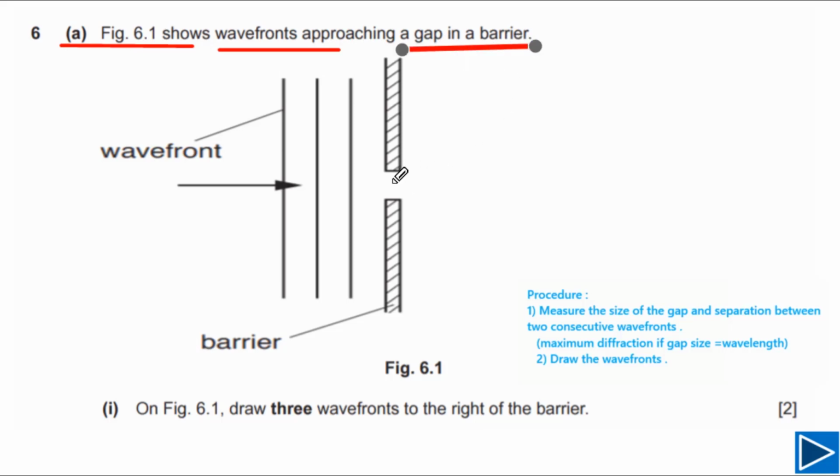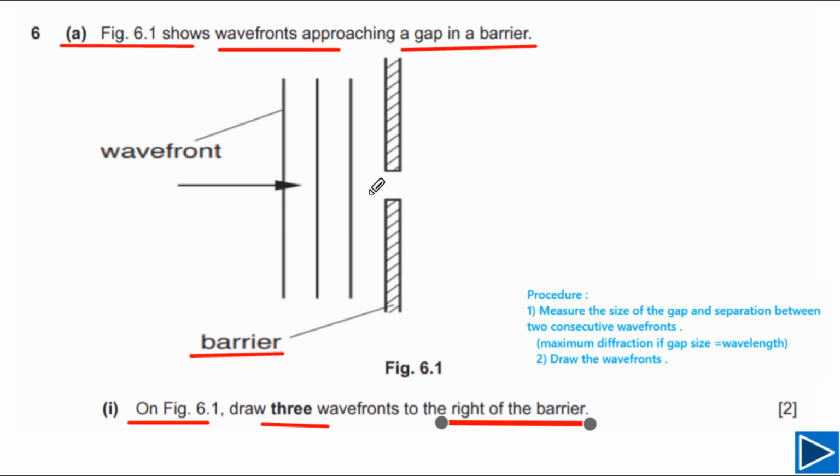So this is the gap and this is the barrier. This is the barrier. So it is written here. For this question on figure 6.1, we need to draw at least 3 wavefronts to the right of the barrier. Means 3 wavefronts we have to draw to the right of the barrier. Means on this side we need to draw.